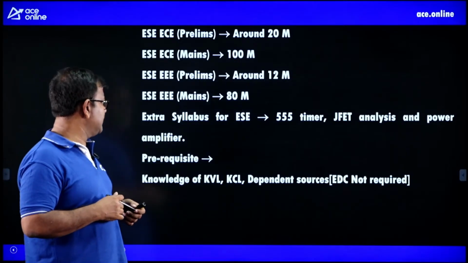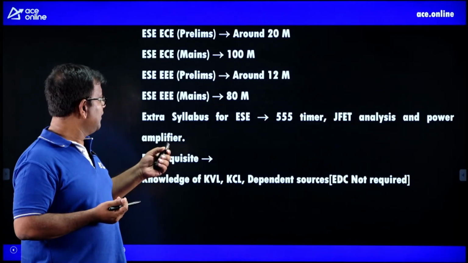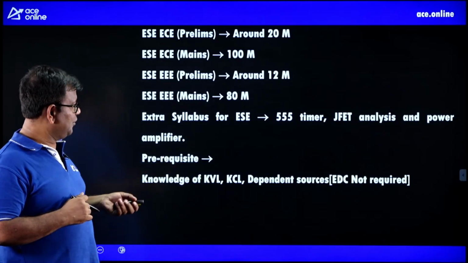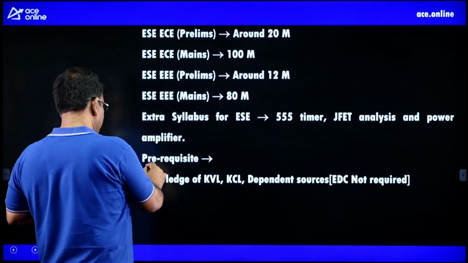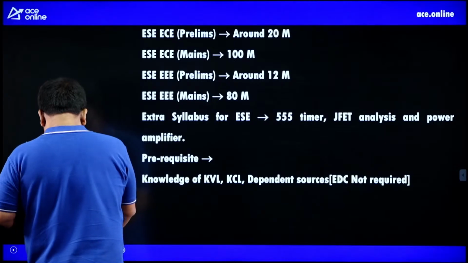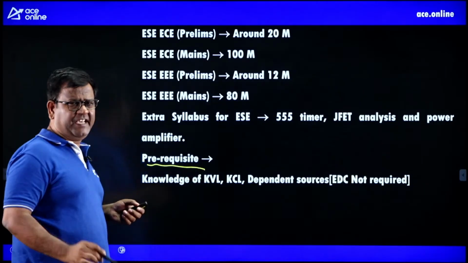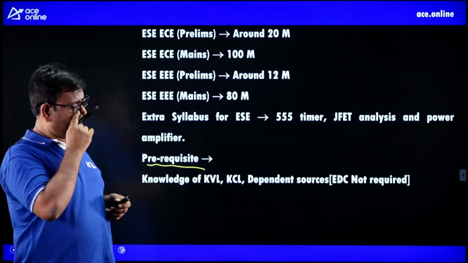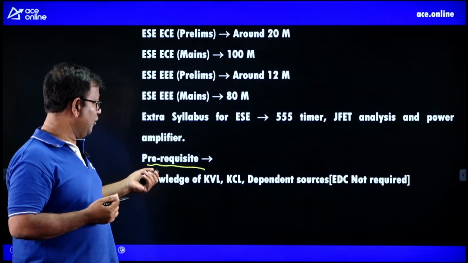But what are the extra syllabus for ESE exam? Engineering services exam is 555 timer, JFET analysis, and power amplifier. And what are the prerequisites for this course? The prerequisites for analog is basic 12th standard KVL and KCL are enough. So you can start right away learning analog.